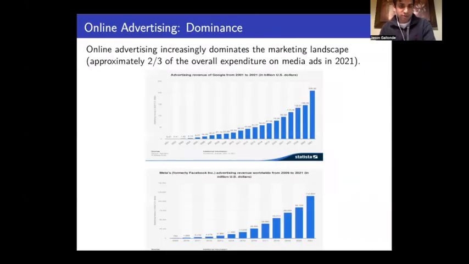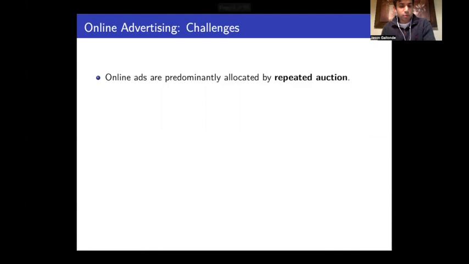Because of the frequency of these keyword searches, online advertising is now increasingly dominating the marketing landscape. Here are a couple of plots showing how the growth of revenue has exploded in the last 2 decades for companies like Google and Facebook, and nowadays they're in the hundreds of billions of dollars. The way we can think about these ads is as being allocated by repeated auctions. For each keyword that is searched, you can think of this as a new repeated auction.